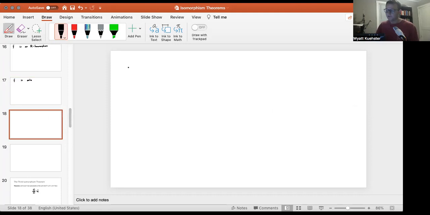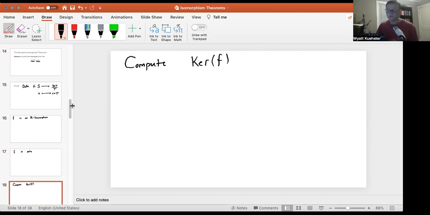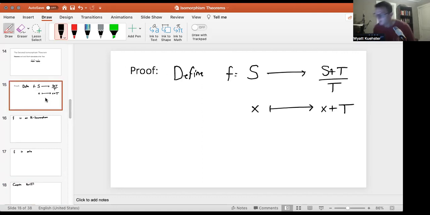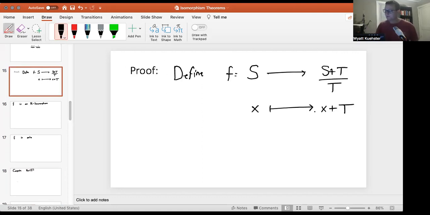And then I need to compute its kernel. And I need to show that the kernel of F is actually the intersection of the two submodules. Okay, so let's start with this map. Let's show that it's an R module homomorphism.